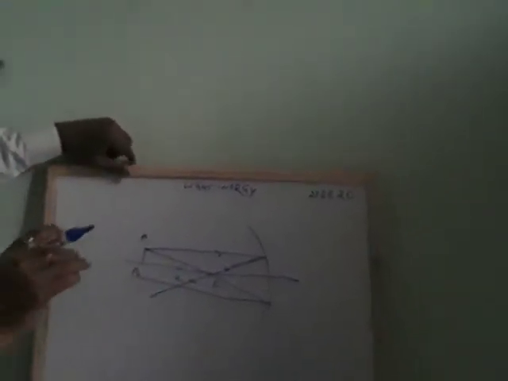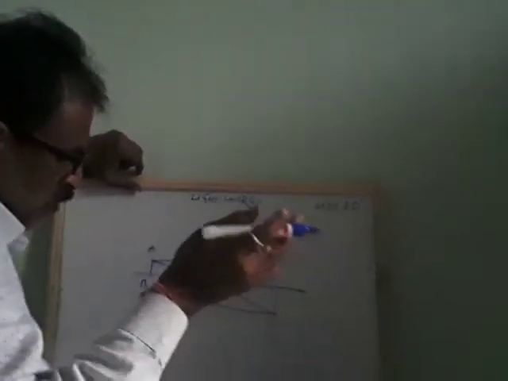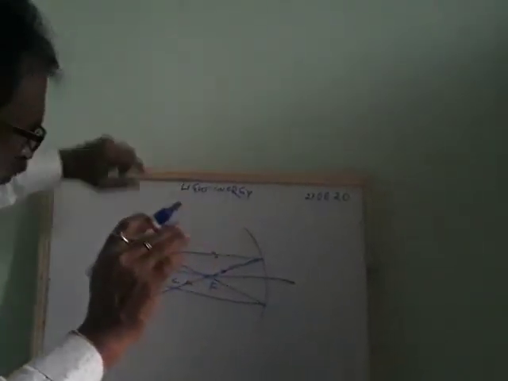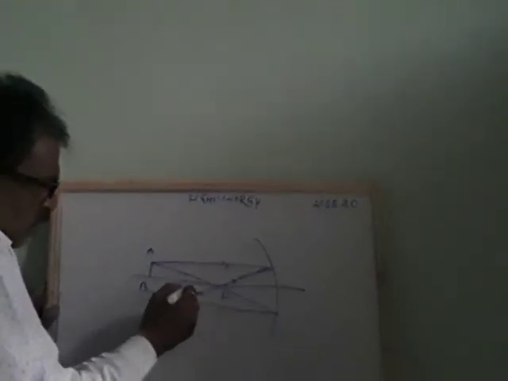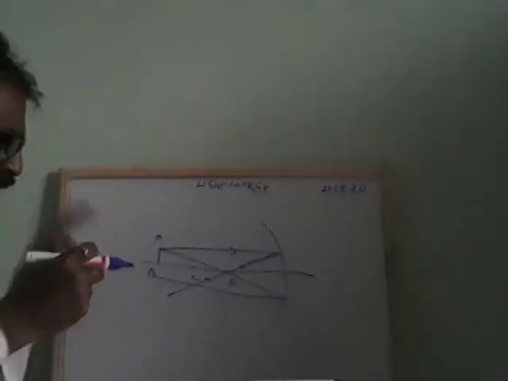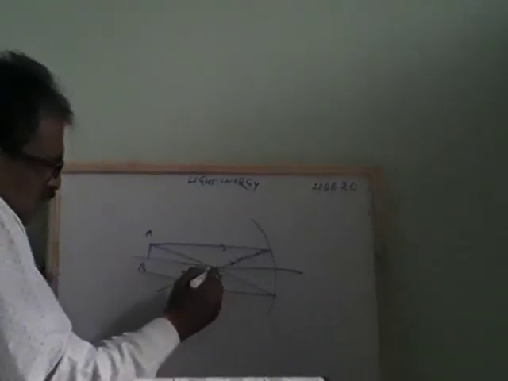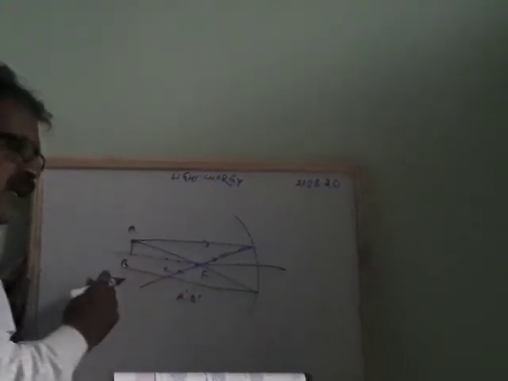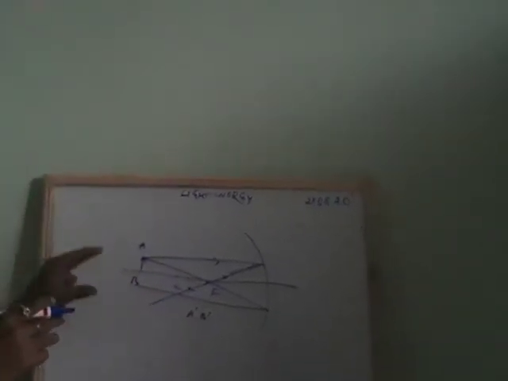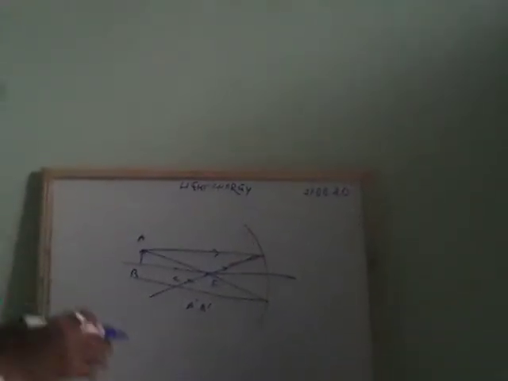So when the object is at what? Beyond C, the image will be real, inverted, diminished. The image is real, inverted, and diminished. Here the image is formed. Wherever the two rays meet, that is the place where the image is formed. So that is here. So this is A dash B dash. So if it is object beyond C, the image is real, inverted, and diminished.